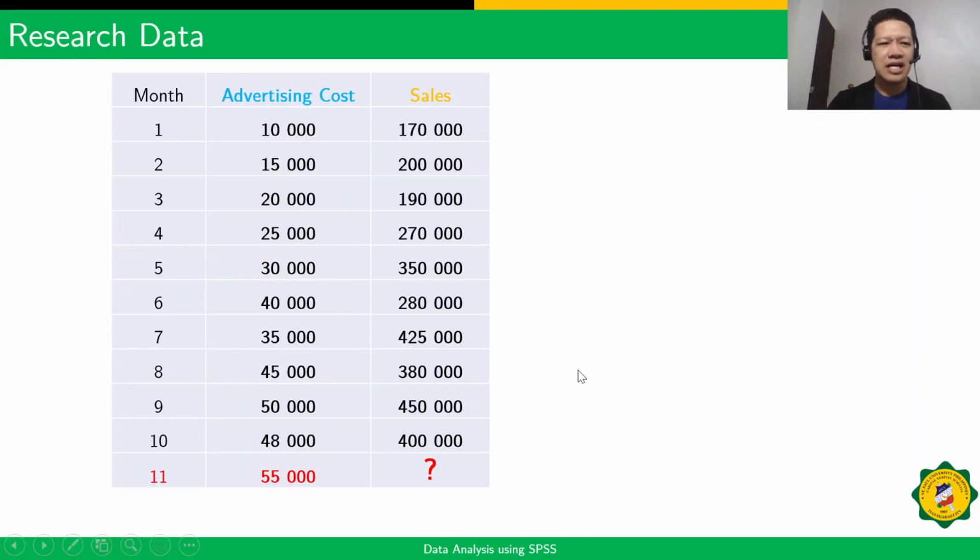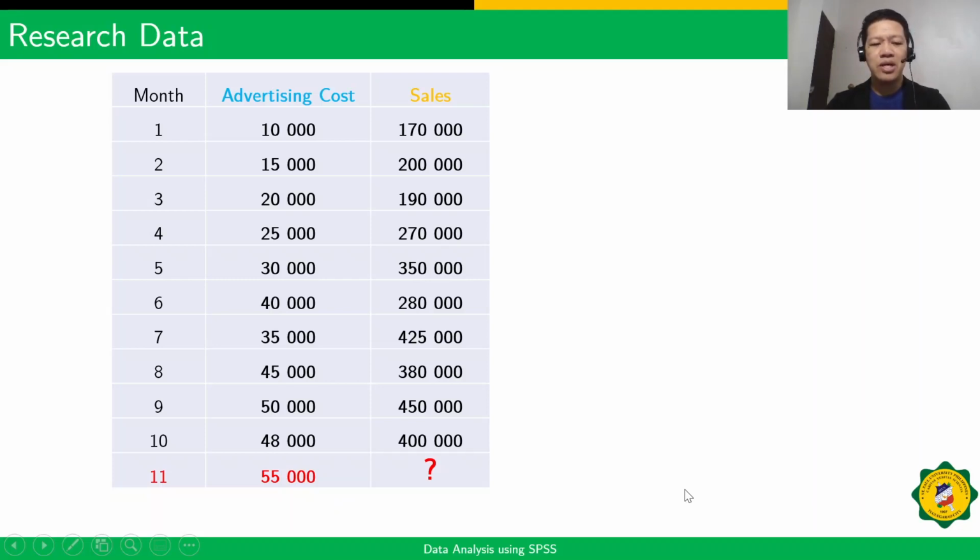Let's have this as our example. Sample data: we have the 10 months here, and then we have the advertising cost for each of the months and the corresponding sales. We're going to predict our sales if the company will spend 55,000 for advertisement.